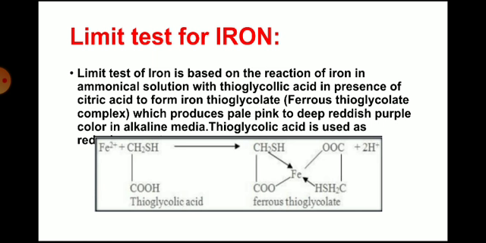The limit test for iron is based on the reaction in ammoniacal solution with thioglycolic acid in the presence of citric acid to form iron thioglycolate. In other words, we also call it the ferrous thioglycolate complex, which produces a pale pink to deep reddish purple color in alkaline media. Thioglycolic acid is used as a reducing agent.